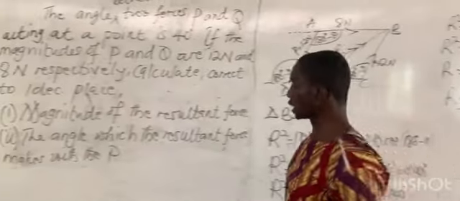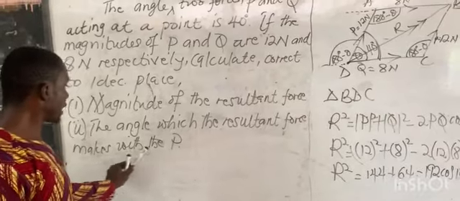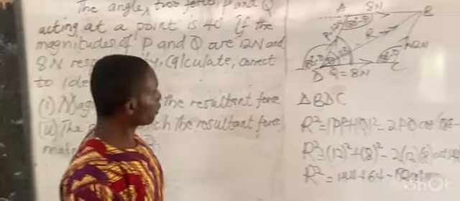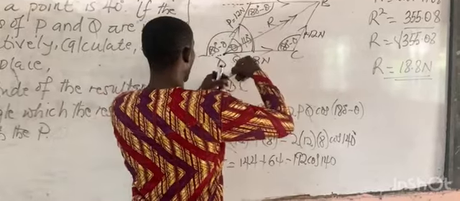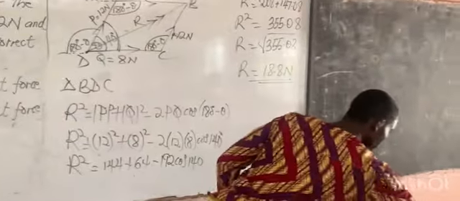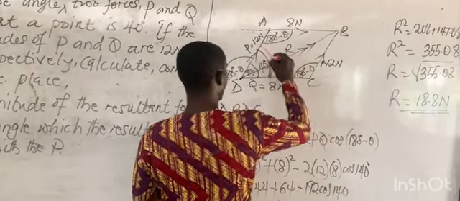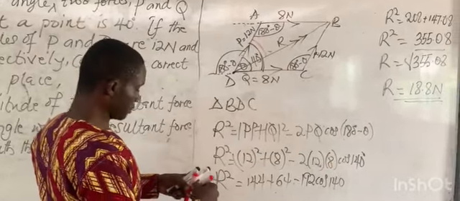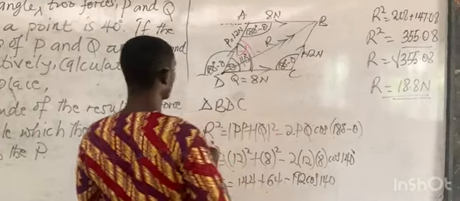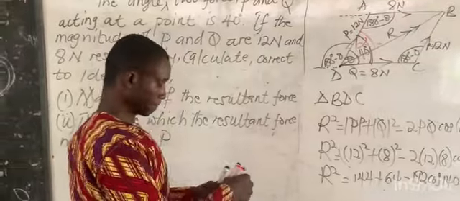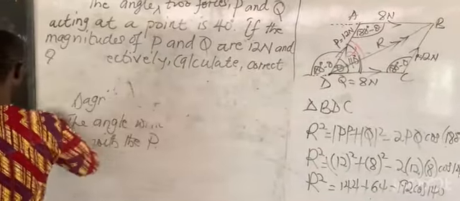Now, let's go to the next question. It says the angle which the resultant force makes with the P. What is the resultant force? This is the resultant force, with the P. What is the P? So this small angle here, that would be this angle here, with the P. Let me name that angle alpha. So I will clean this part because it is already known.